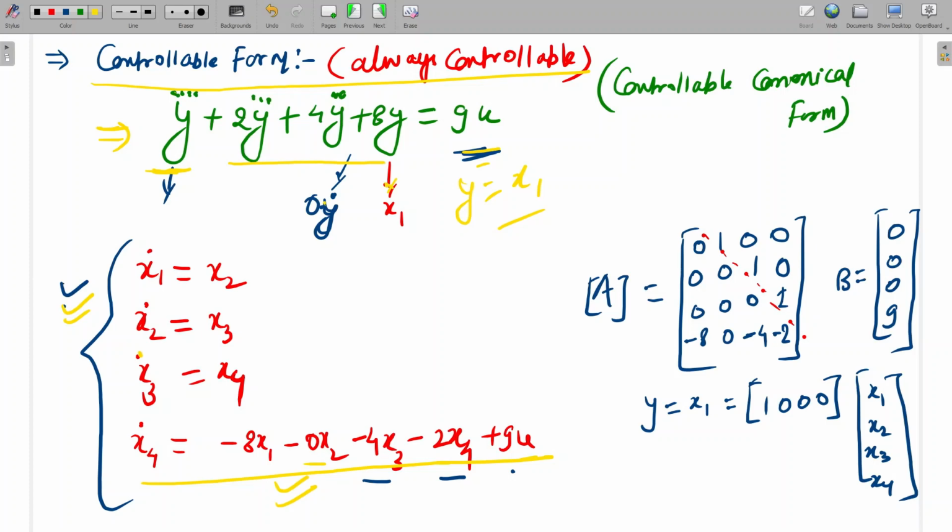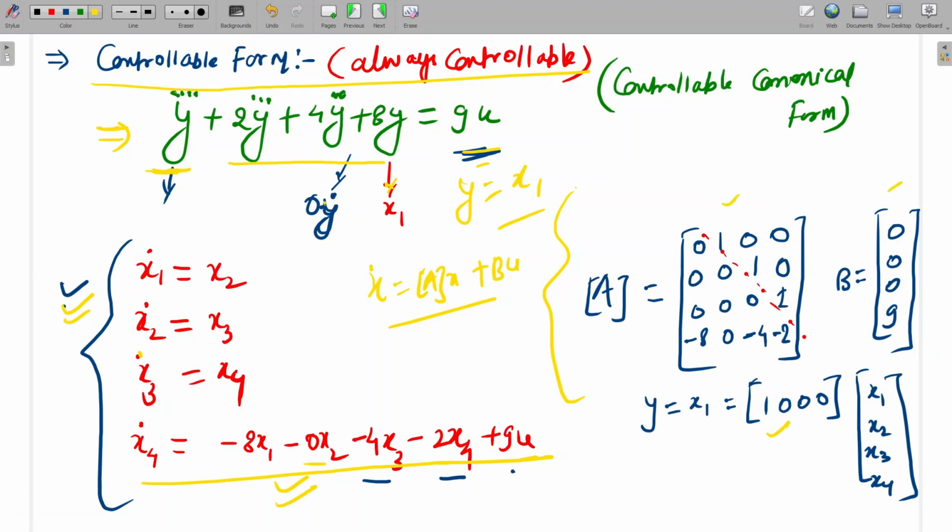Okay. So from this we can write the ABCD matrix: x dot is equal to AX plus BU. A will be like this: 0, 1, 0, 0. x2 was there, here x3 is there. x2 dot is equal to 0, 0, 1, 0. Similarly x3 dot is equal to 0, 0, 0 and 1. And x4 dot will be equal to minus 8, 0, minus 4, minus 2. So this is the A matrix, B matrix, and this is the C matrix.